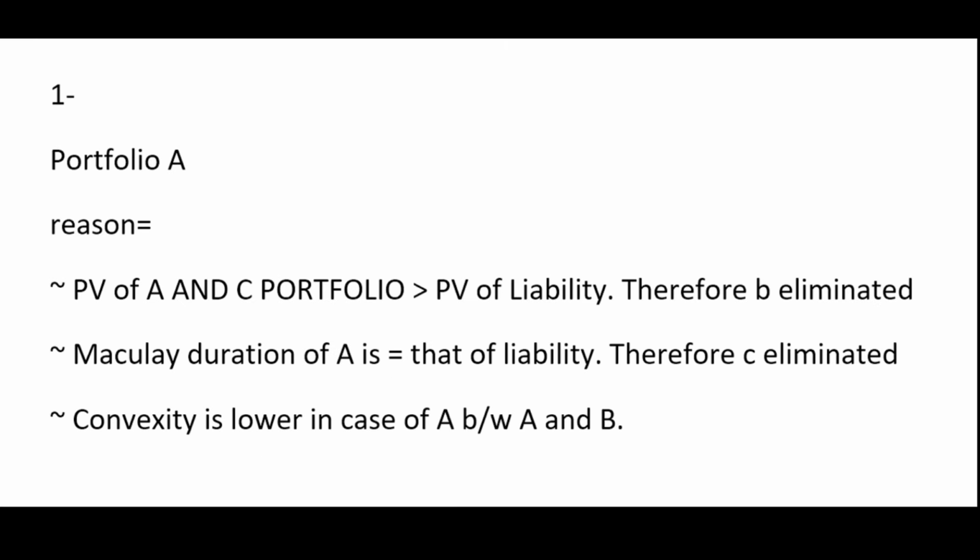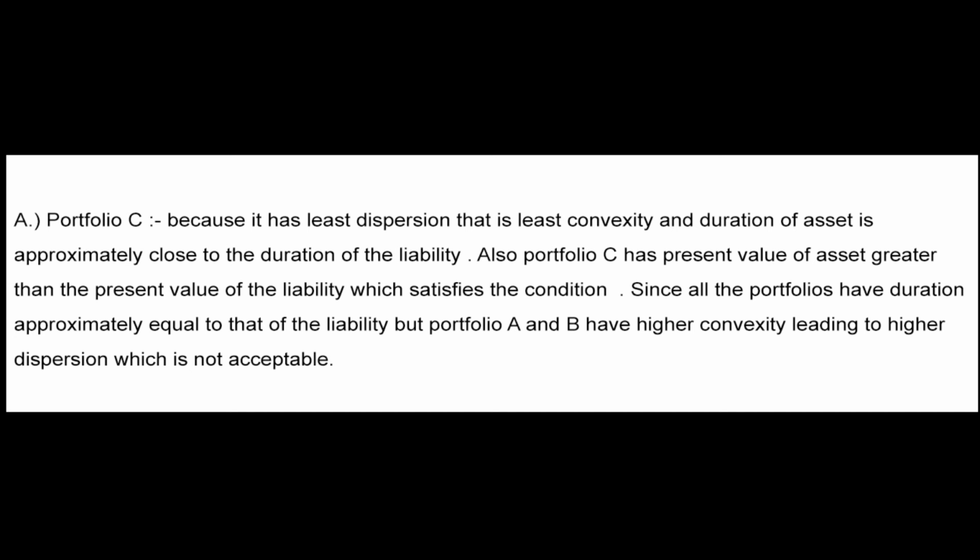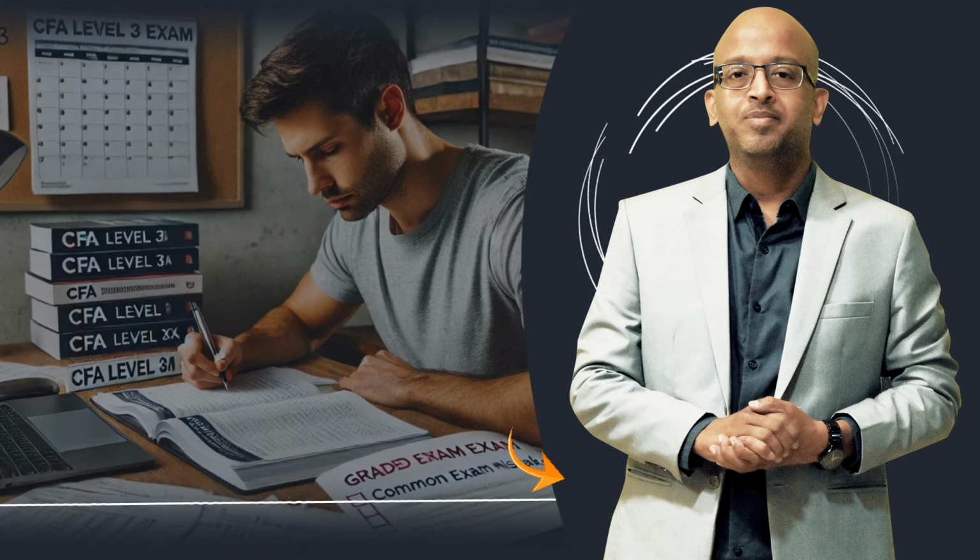So look at the answer of this student. Portfolio A, full marks. Reasoning, PV of A and C portfolio greater than PV of liability. Correct? Therefore, B is eliminated. Macaulay duration of A is that of liability. Correct? Therefore, C is eliminated. Convexity is lower in case of A between A and B. Perfect. Super perfect answer, full marks. So the first answer, portfolio C, the student has chosen. Now this is wrong. Therefore, the question of justification does not arise. 0 marks over here. Let's move to question number 2.